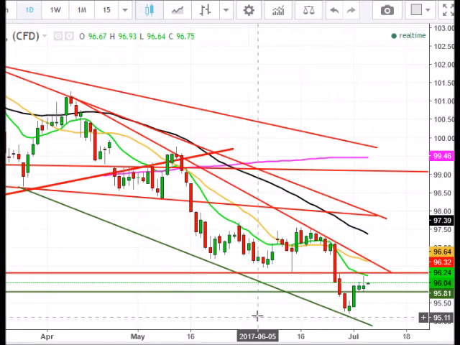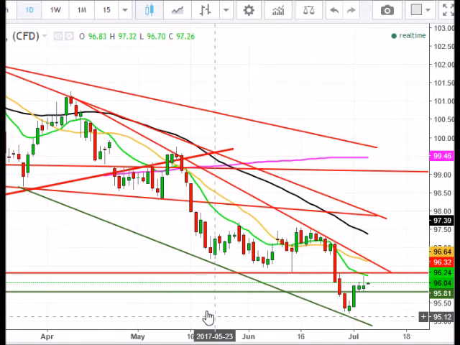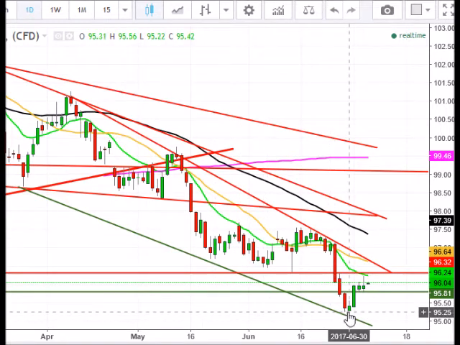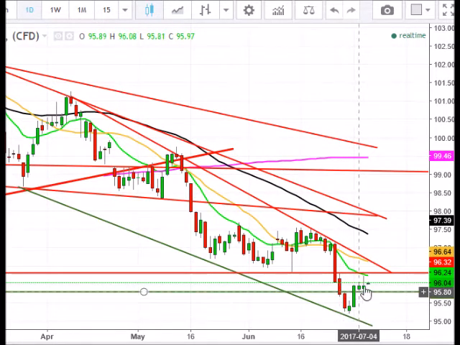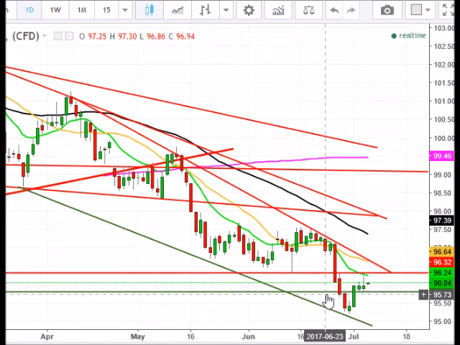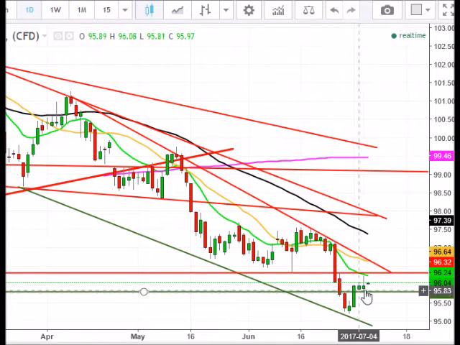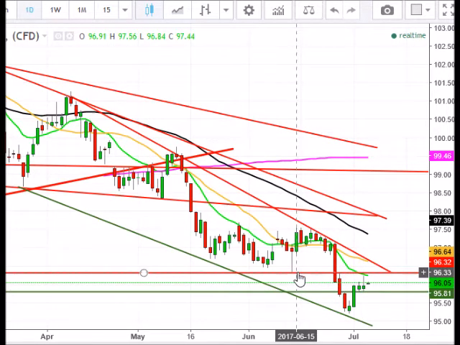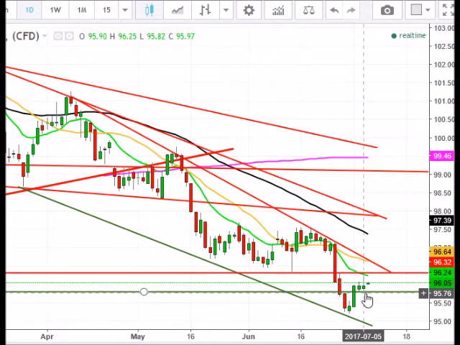Okay, so dropping down to the daily time frame now, you can see that we had a nice little bounce off of this support line here at around 95 and a quarter, and we are now bouncing back above this previous level of support near 95.75, and now we're kind of trapped between this 96.25 level and trying to hold support around 95.76.